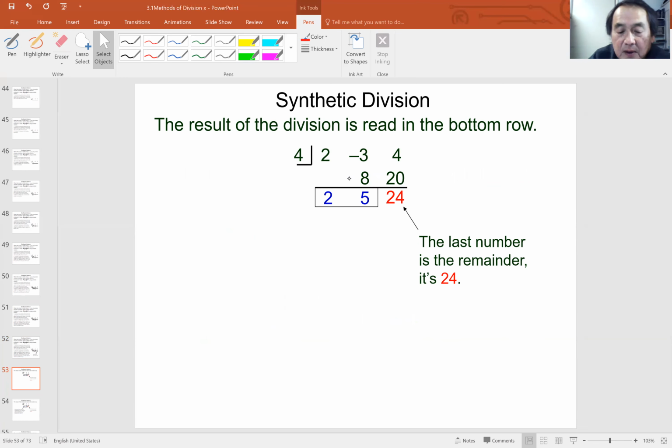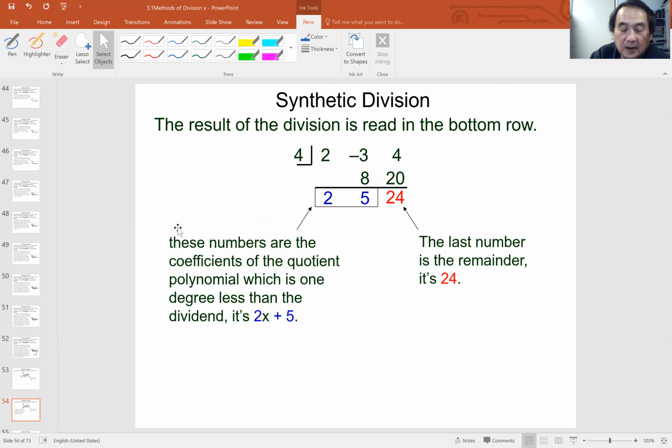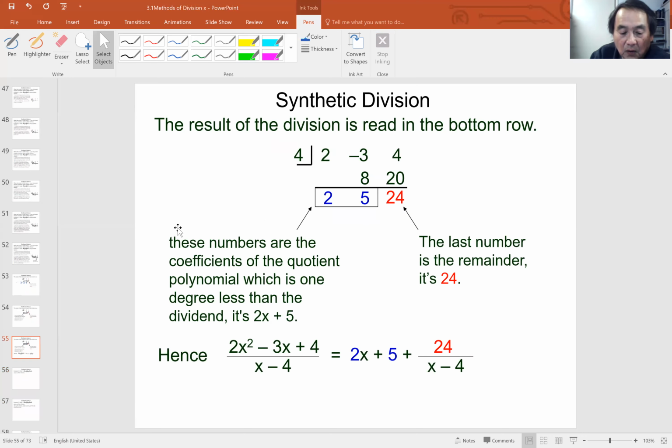The answer goes backward. The last number, 24, is the remainder. So x minus 4 is not going to be a factor. The front part is the quotient. You can read it backward: this is the number term, and this is the x term. If you have something longer over here, then it will be the x squared term and so on. In other words, the quotient is 2x plus 5, and the remainder is 24. Put everything together, and this is the mixed form using synthetic division.